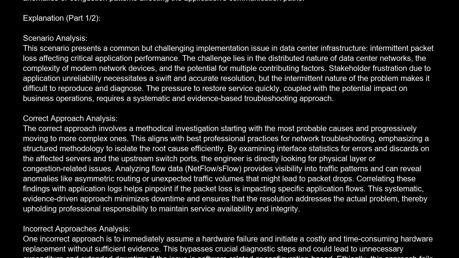Incorrect approaches analysis. One incorrect approach is to immediately assume a hardware failure and initiate a costly and time-consuming hardware replacement without sufficient evidence. This bypasses crucial diagnostic steps and could lead to unnecessary expenditure and extended downtime if the issue is software-related or configuration-based.